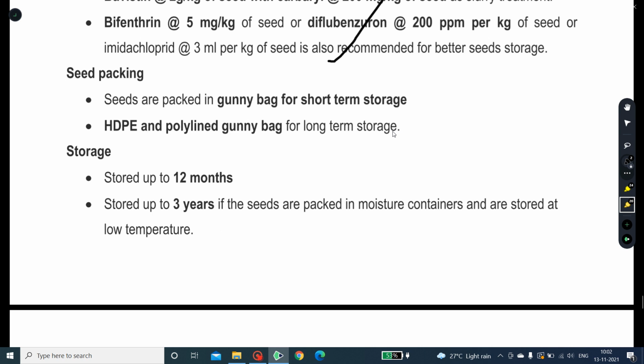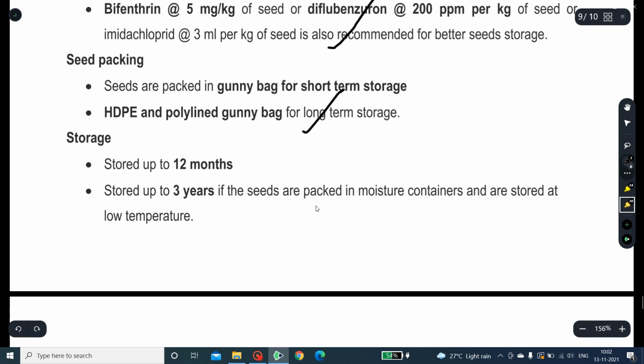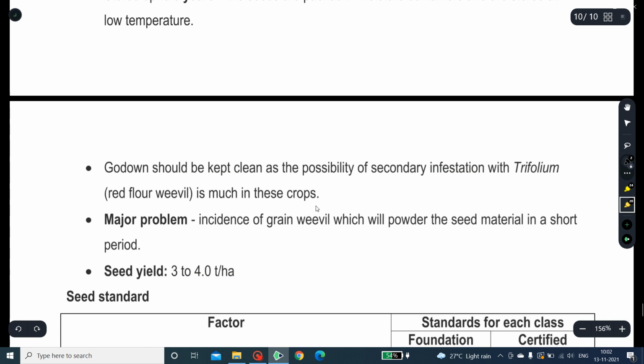And the next one is seed packing. Seeds are packed in gunny bags for short-term storage, and high density polyethylene or poly-lined gunny bags for long-term storage. It can be stored up to 12 months, and for long-term storage it can be stored up to 3 years if the seeds are packed in moisture-proof containers and stored at low temperature.